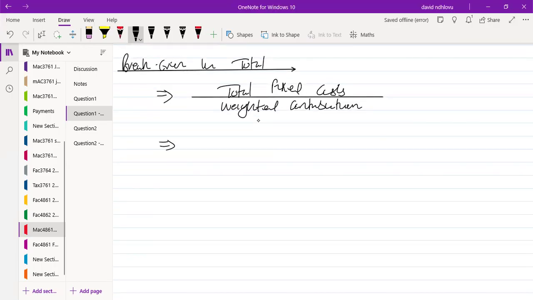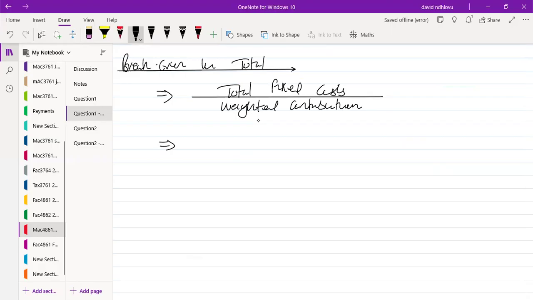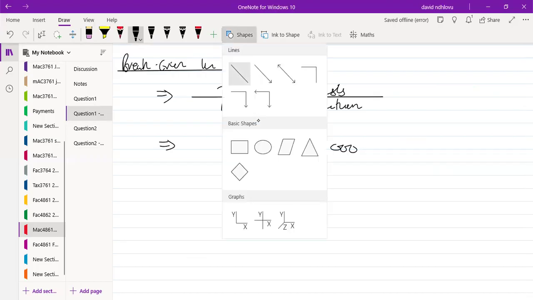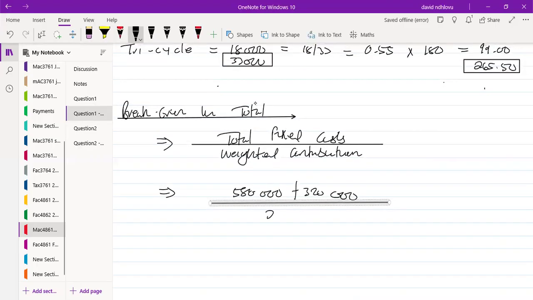So our total fixed cost, we were given two types, we add them together. So there's the fixed manufacturing and the fixed selling, 580 and 320. Then all of that, you divide by your figure there, which is 265.50, and then you get your quantity. So 580,000 plus 320,000 divided by 265.5.